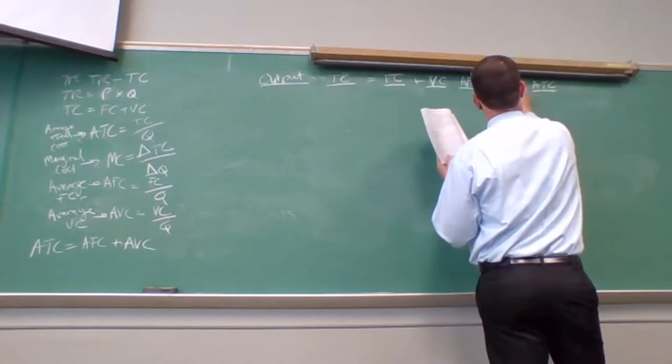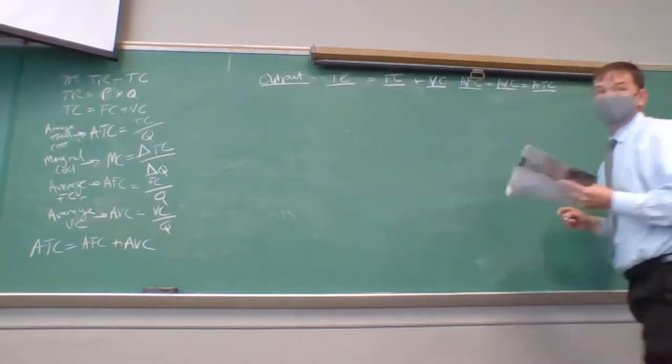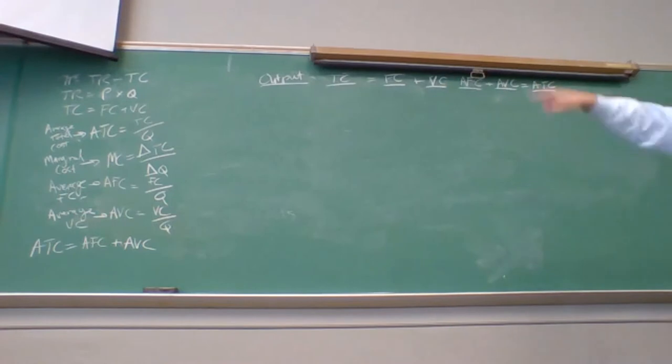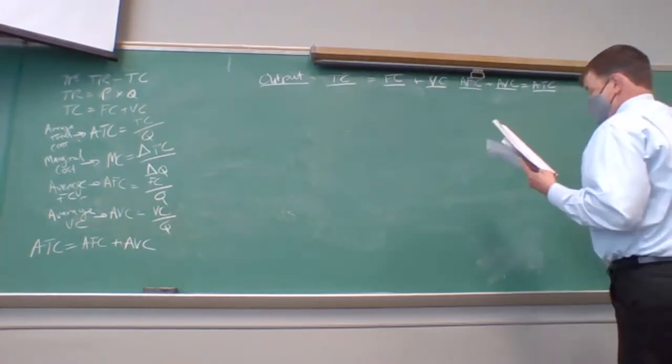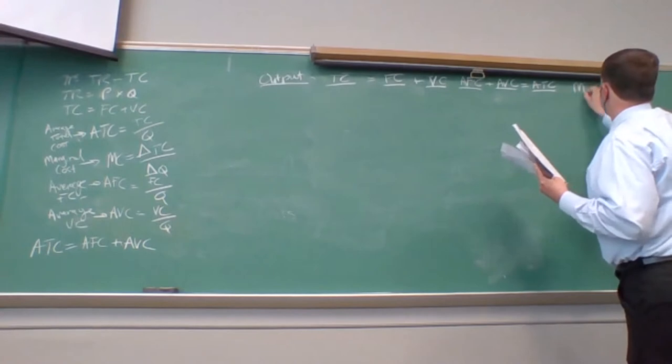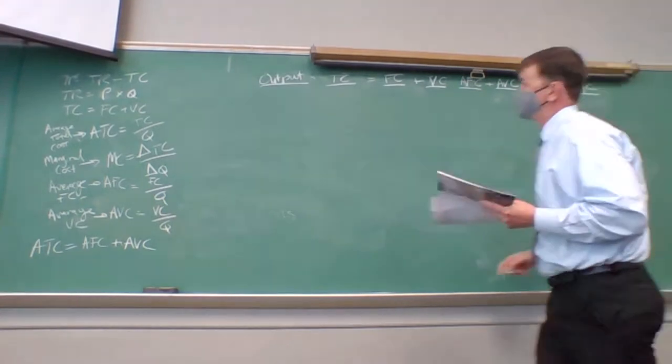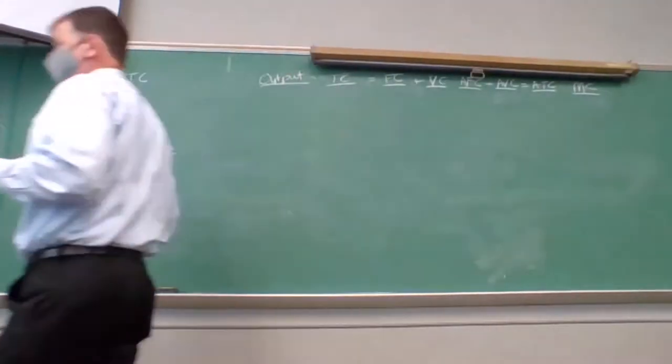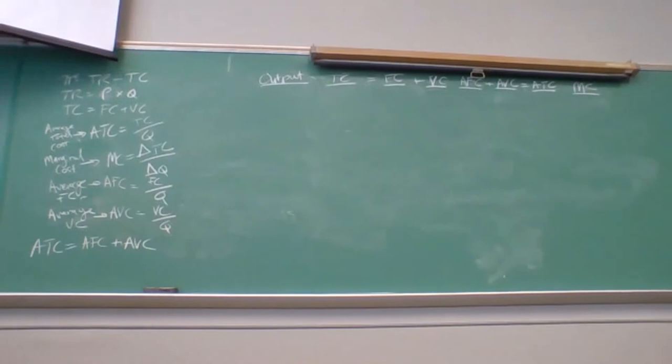What do we know there? Average fixed cost plus average variable cost equals average total cost. You got me? See, all these little formulas matter now. And then marginal cost, which is some change in total cost given some change in total quantity.